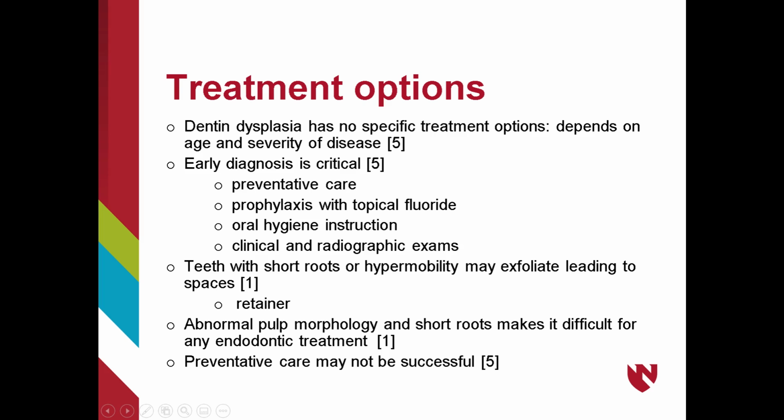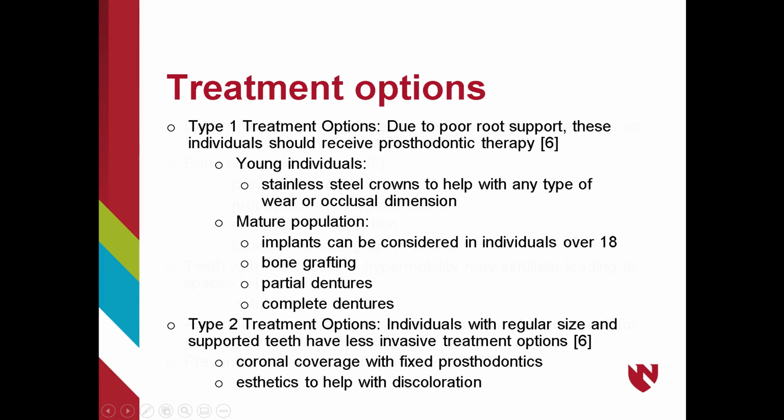Cases of dentin dysplasia that involve short roots or hypermobility may exfoliate teeth, leading to spaces. These individuals should receive a retainer to prevent movement or exfoliation of other teeth. Endodontic treatment on these individuals may be difficult due to abnormal tooth morphology or short roots. It is important to keep in mind that preventative care may not be successful. There are more specific treatment options depending on the type of dentin dysplasia.